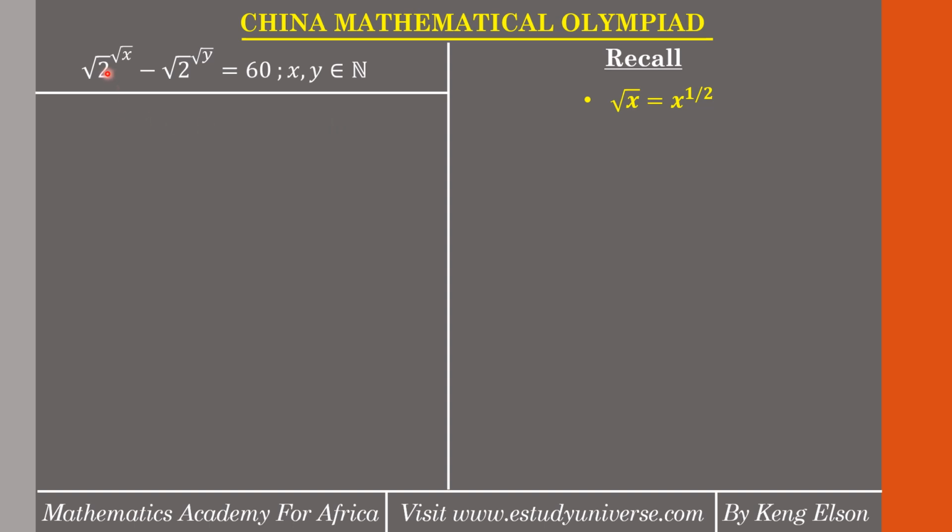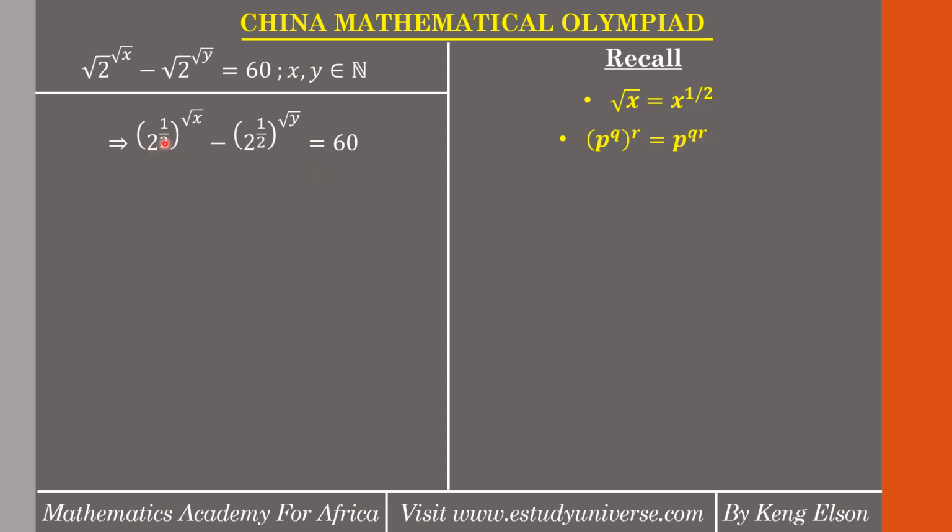Now from there I'm going to convert root 2 and this other root 2 to 2 to the power half. So I'm going to have 2 to the power half, all that to the root x, minus 2 to the power half, all that to the root y, equals 60. The second thing is that if I take p to the q and I raise everything to the power r, it gives me p to the power q times r.